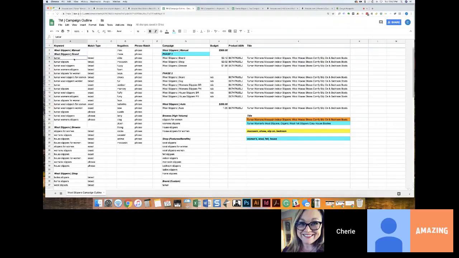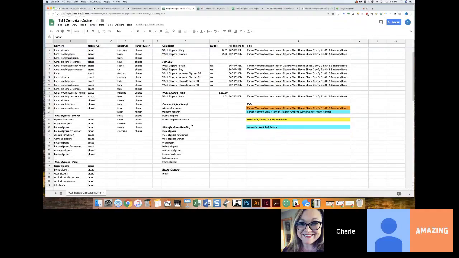From here, I went ahead and created my main keywords. I pulled them straight off of my Helium 10 list, the blue stuff you guys saw. And I said, okay, here's my browse keywords, my high volume keywords that I really want to target for the category: slippers for women, women's slippers, house slippers for women. I'm going to hit all four of those in the browse cycle.